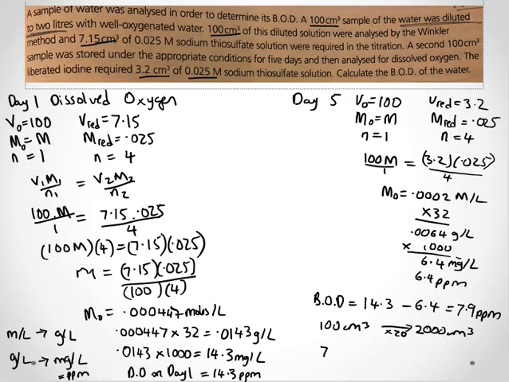So I take that 7.9 there, and I'm going to multiply that by 20 to give me the BOD in the original sample, which is 158 parts per million in the original sample. And that's the end of those titration calculations.